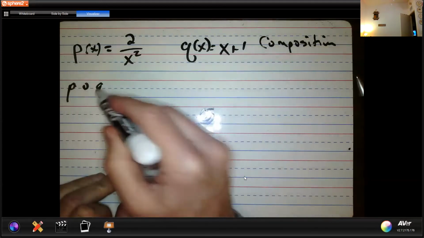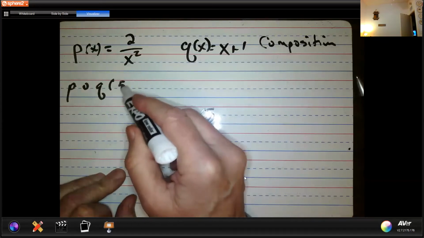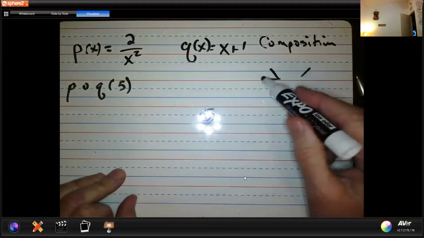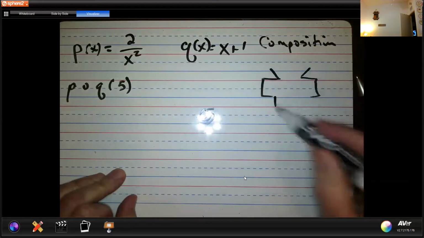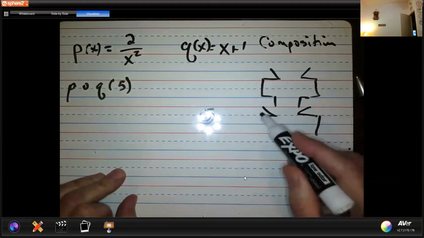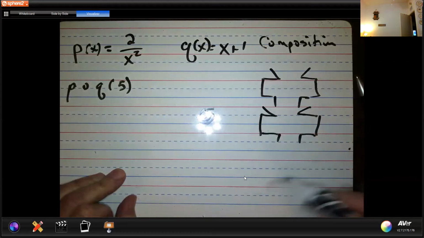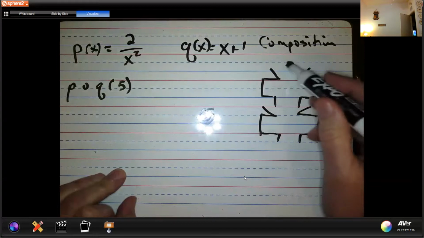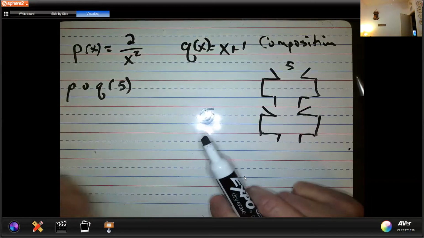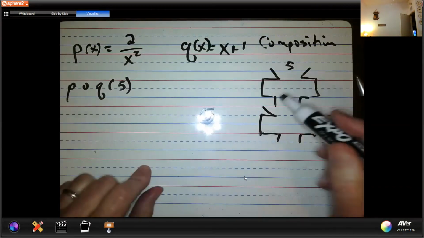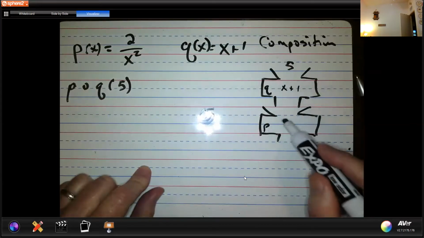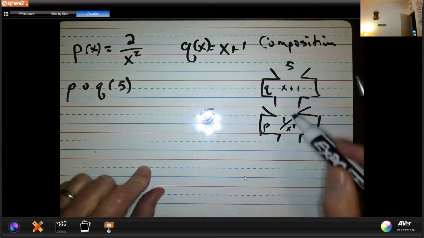P circle Q. Let's do 5 just because we can. Remember that what we're doing when we're doing composition is we're plugging these guys in, chaining them together, and then they have to figure out what the answer is, right? So 5 goes in. Which one's on top? Do you know? P follows Q. That means Q's on top. So this is X plus 1. This is 2 divided by whatever falls out of there.